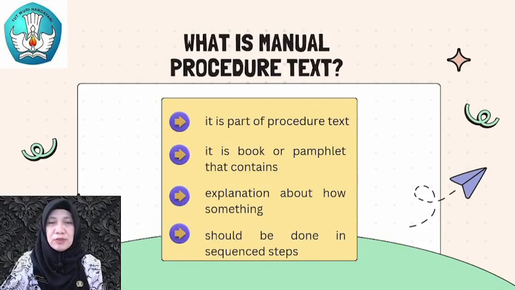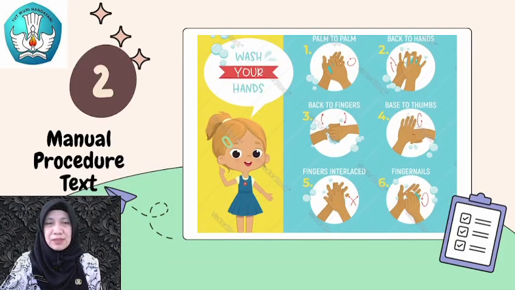Next, we will continue with the second type, that is the manual procedure text. What is a manual procedure text? It is part of procedure text. It is a book or pamphlet that contains an explanation about how something should be done in sequence steps. This is an example of a manual procedure text. For example, that is about washing your hands. This is the picture about how the manual procedure is done.